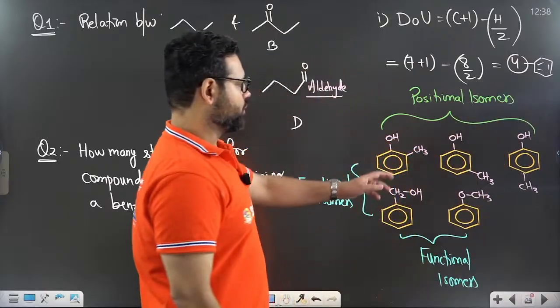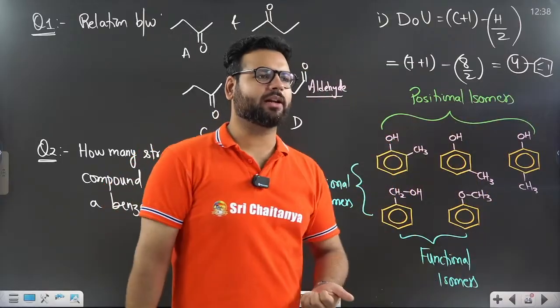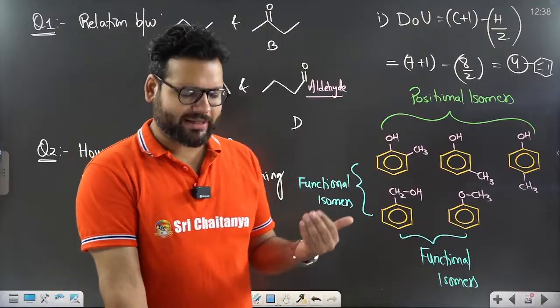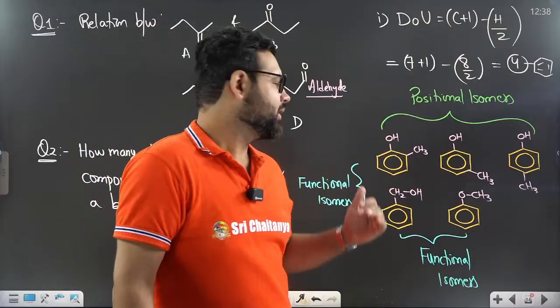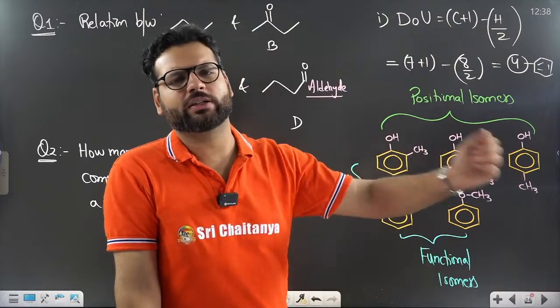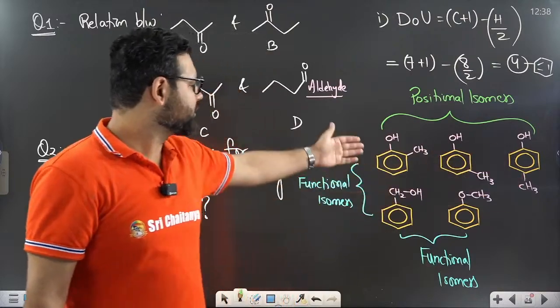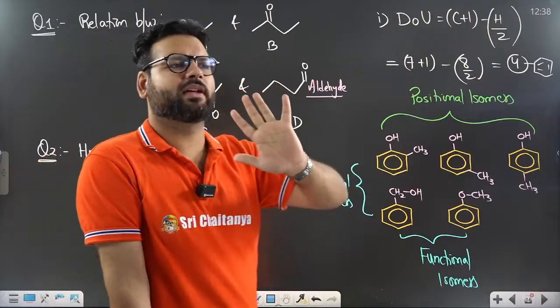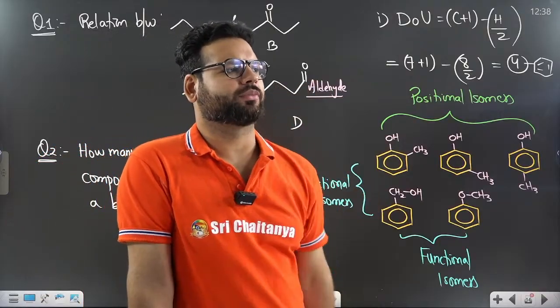So cresol and benzyl alcohol are functional. Cresol and anisole are also functional. One is a phenol, one is an ether. And these two are also functional. 5 is the answer.